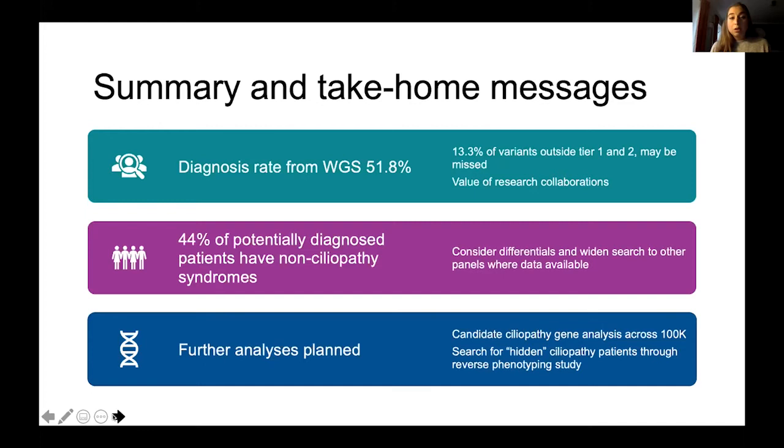And I've got lots more 100K analyses ongoing. So I've done some extensive candidate ciliopathy gene analysis across the data set. And I'm currently preparing a manuscript for a reverse phenotyping study where I've been able to identify about 20 hidden ciliopathy patients in other categories through that gene variant workflow script.